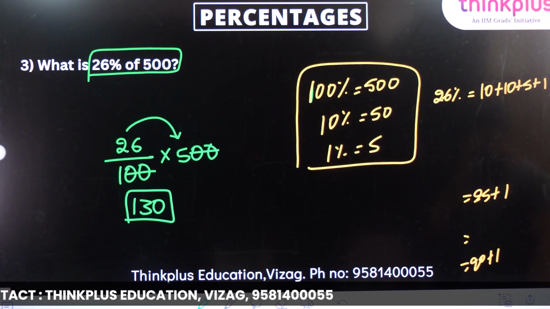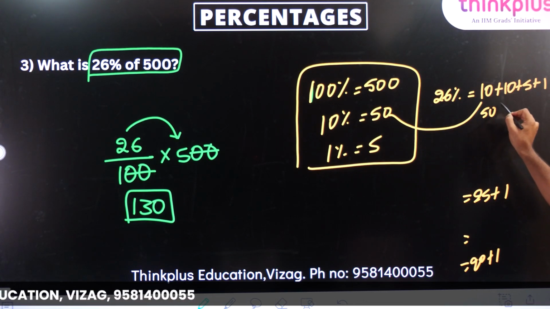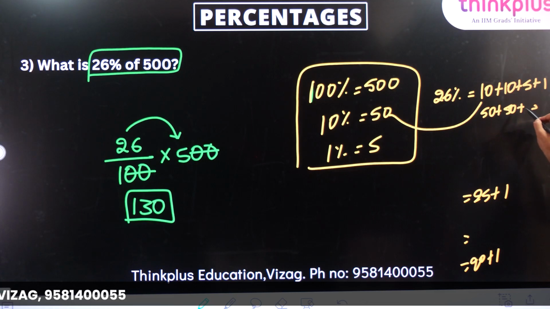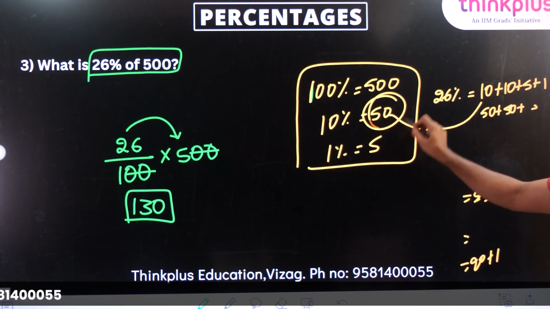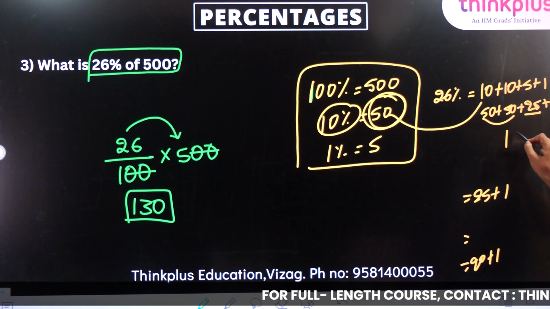Everywhere you get the answer. It depends on your knowledge. 10% is how much value? 50. This is 50. This is also 50. 5% is half of 50, 5% is nothing but half of 10. So that is 25. 1% is 5. 100 plus 25, 125, plus 10. What is the total answer?